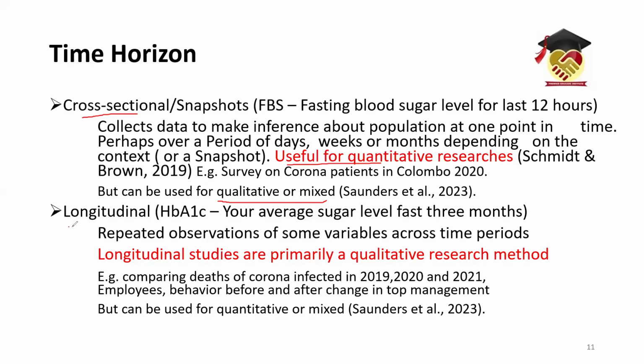If you collect your data annually, weekly, or monthly, then it is called longitudinal, right? For example, doctors again know HbA1c, your sugar test. You are getting a sugar test for the last 3 months, not a snapshot. This is much better. Why? Because you are getting an average for the last 3 months.